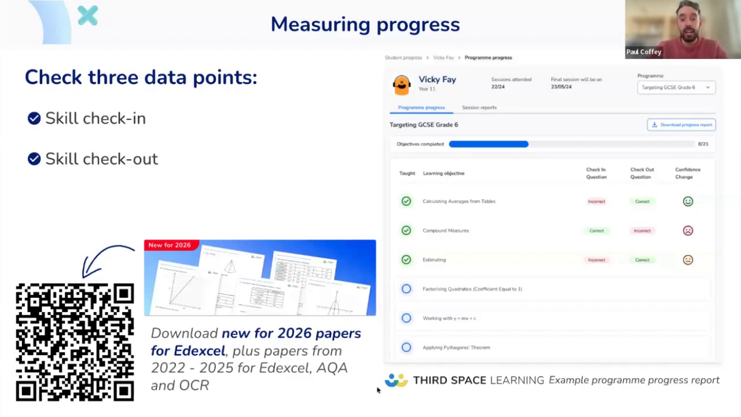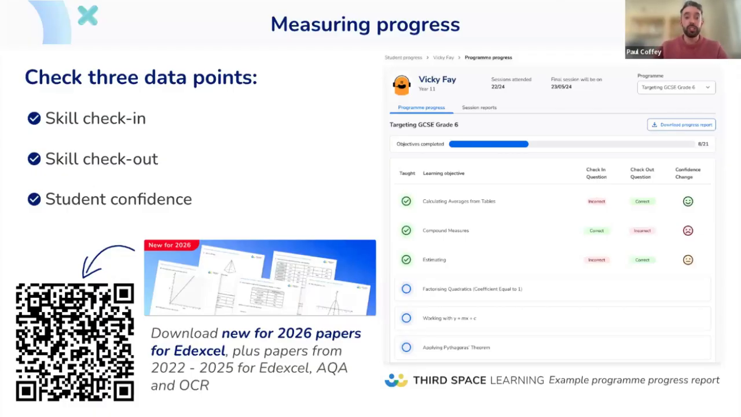So maybe it's algebraic simplification, maybe it's calculating fractions, maybe it's a specific question type in the higher paper. It's going to tell you two main things: which topics need more time in your revision schedule, and which topics might need a different teaching approach altogether. It also gives you a basis for peer-to-peer observation. It's unbelievably powerful to do that.